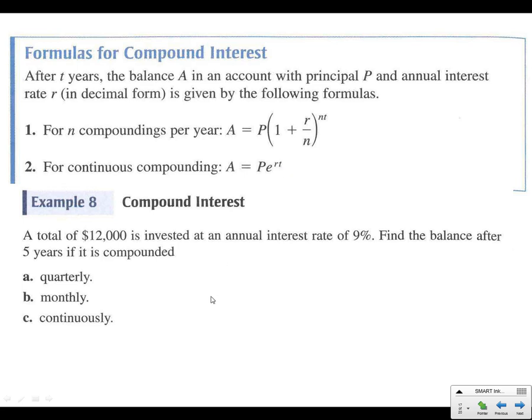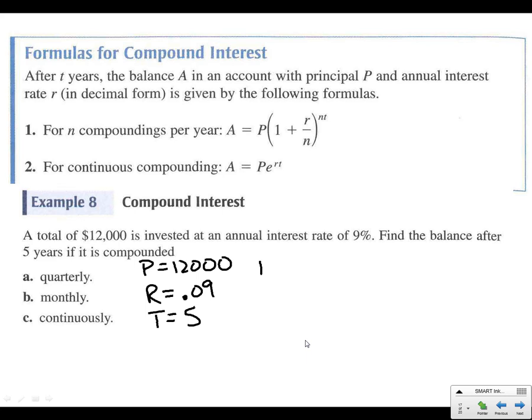All right, so let's look at this problem. A total of $12,000. So right away we know that the P is 12,000. It is invested at an annual interest rate of 9%, so our rate is 0.09. Find the balance after 5 years. So our T is 5. If it is compounded quarterly.